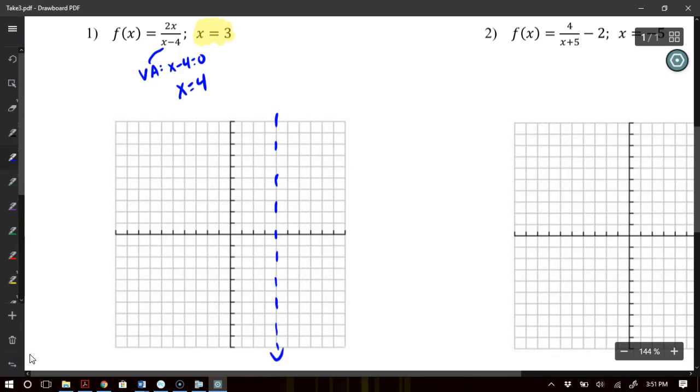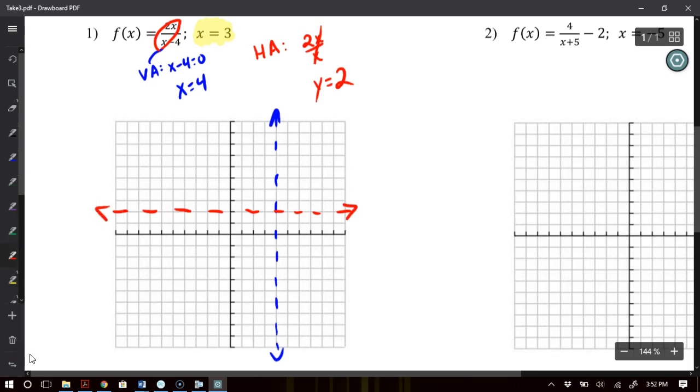We are good. The next thing I would do is find my horizontal asymptote. And in this case, we're just going to look at our leading coefficients. We have 2x over x. In this case, the x's cancel. So I have a horizontal asymptote at y equals 2. There's my horizontal asymptote at y equals 2.